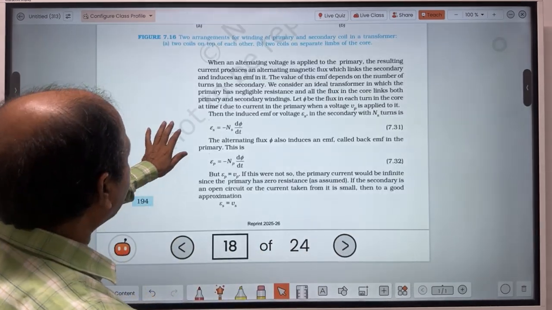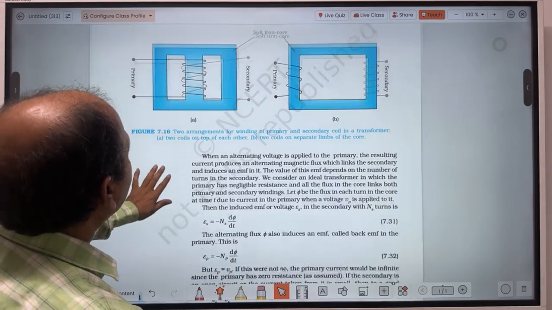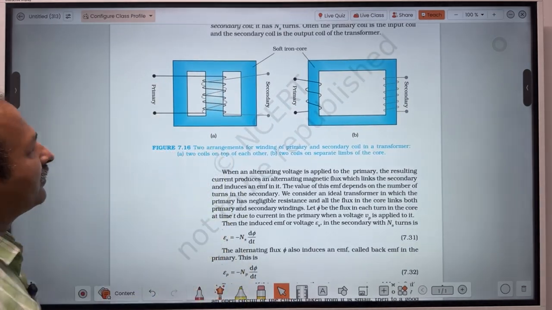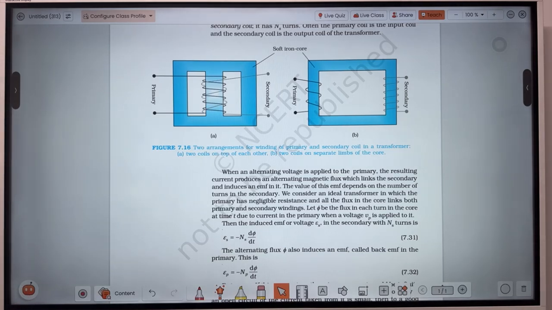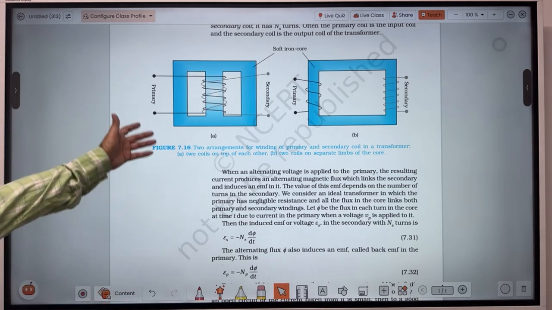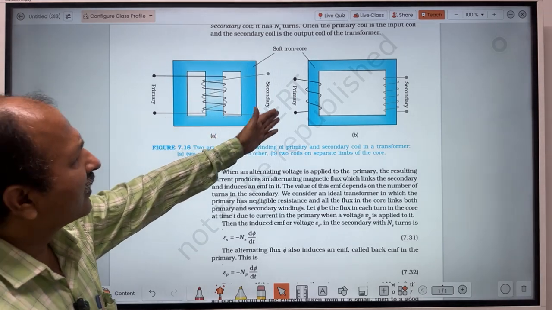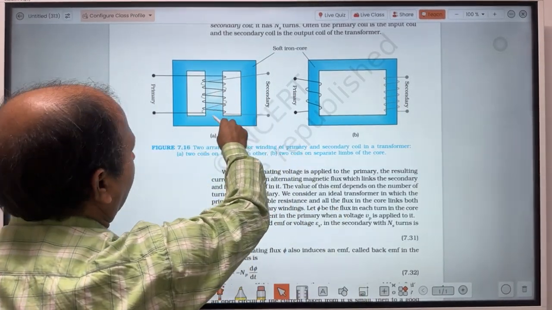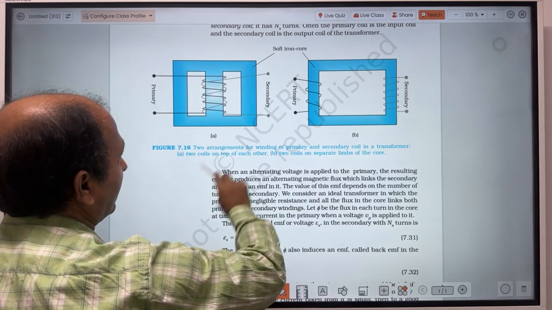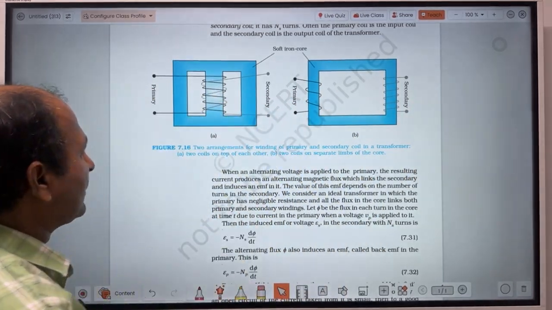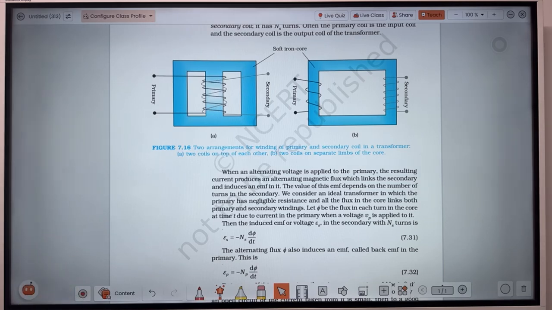So I think you have understood, and we have studied about the transformer. We have seen different types of transformer like step up, step down. Here the diagram is shown, primary and secondary coils, and either we can take this type of transformer or we can take this type of transformer, but the flux must be linked. There should not be flux loss, right?